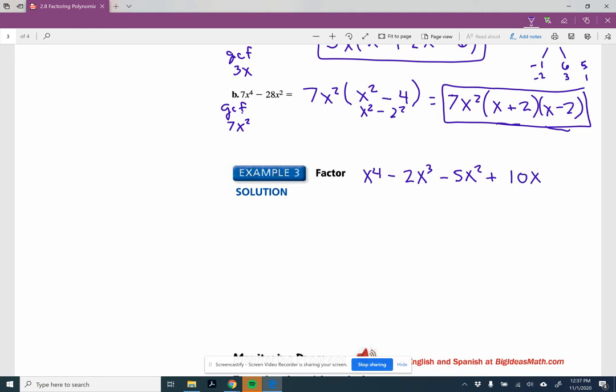Now, first thing remember is to look for a greatest common factor. Do you notice every one of those has a factor of x? So our greatest common factor is going to be an x. The x to the fourth has a coefficient of 1, so our coefficient on our GCF is a 1. Divide each of the 4 terms by an x, we get this polynomial.